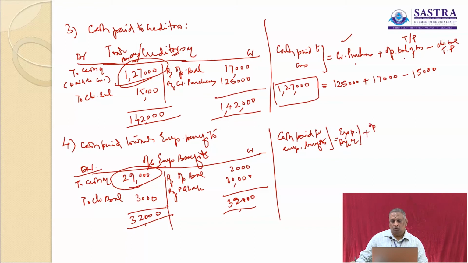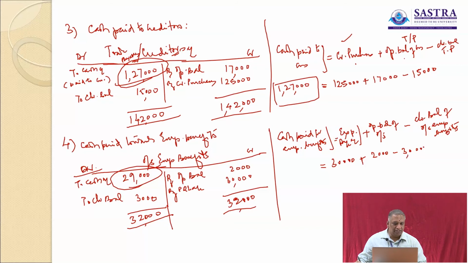plus opening balance of outstanding employee benefits minus closing balance of outstanding employee benefits. So substituting values, 30,000 is your amount claimed in the P&L account or in the income statement. Opening balance is 2,000 minus closing balance 3,000. So you can either follow the ledger method.